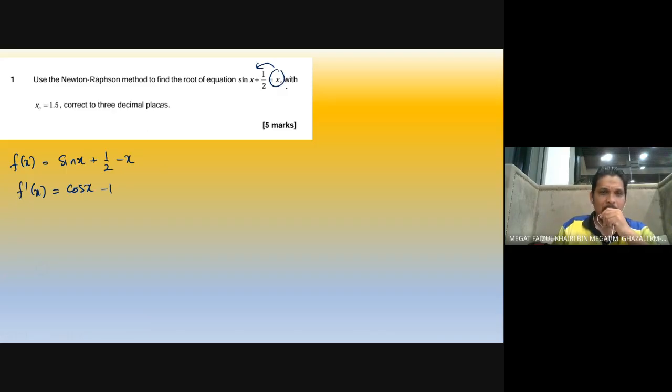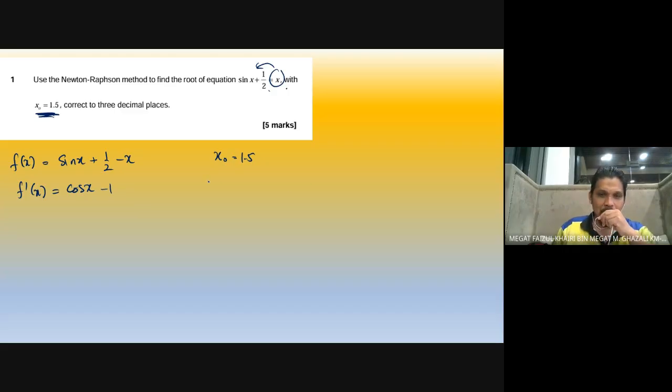Now with x naught equal to 1.5, class, they already give you the beginning point. So x naught is 1.5. Please do not change it to some other value like 1.3, 1.6, 1.7, 1.8, 1.9, even though it might give you the correct answer too. Please remember it's stated in the question that x naught equals 1.5, so begin the process with x naught 1.5.